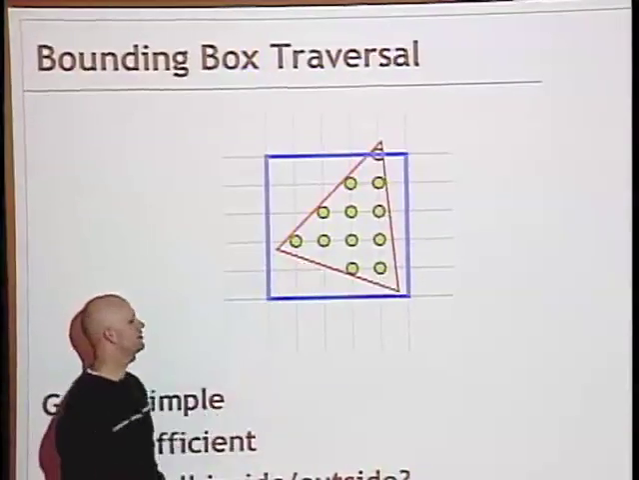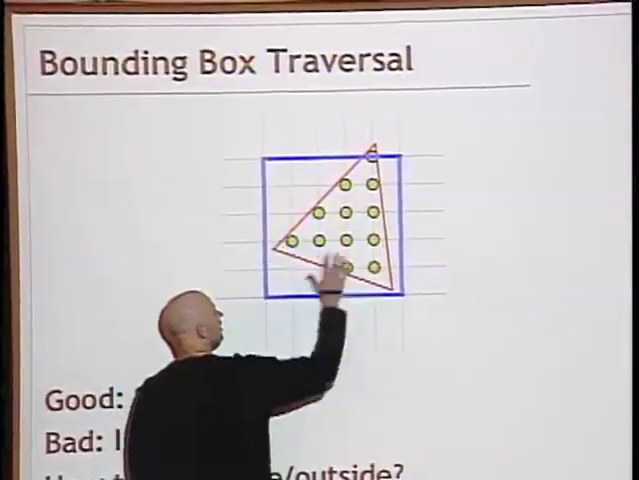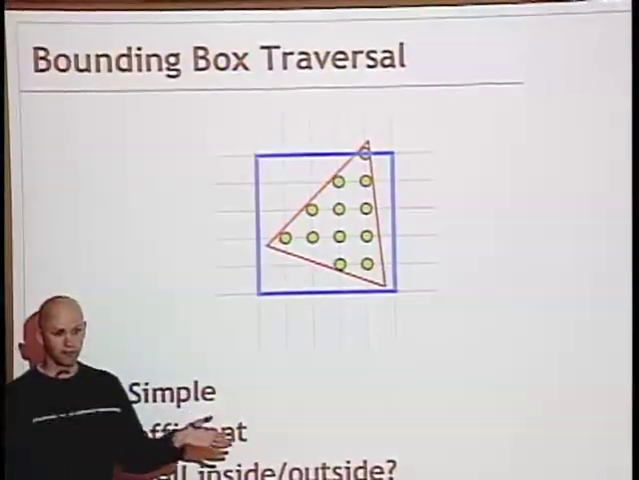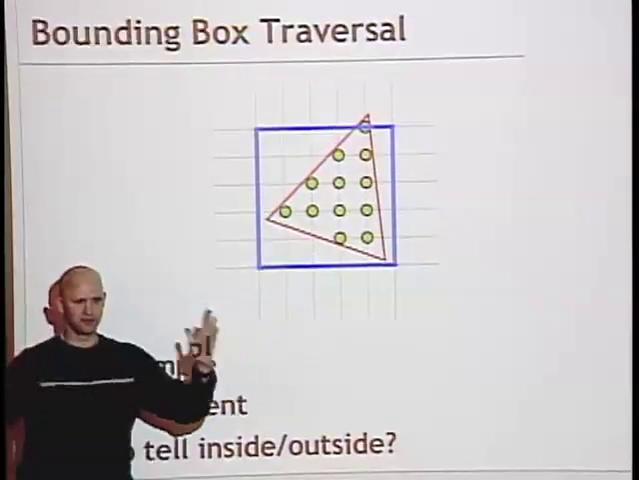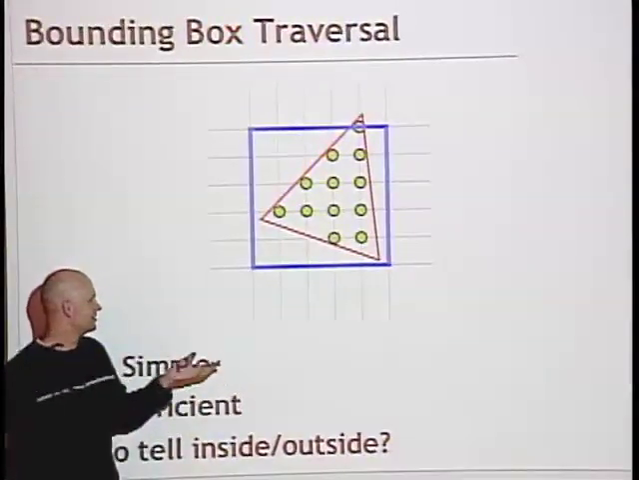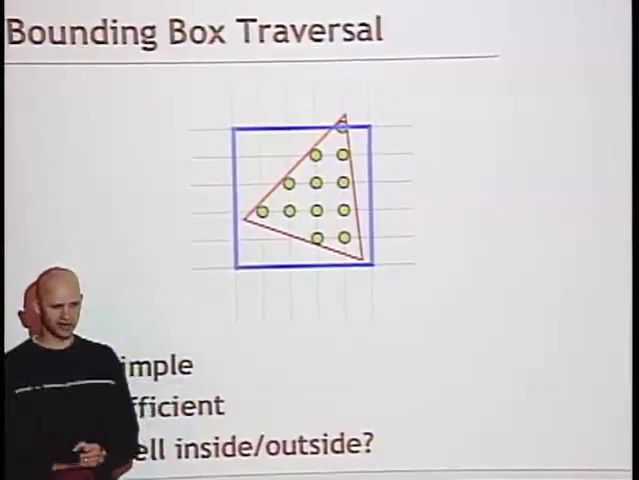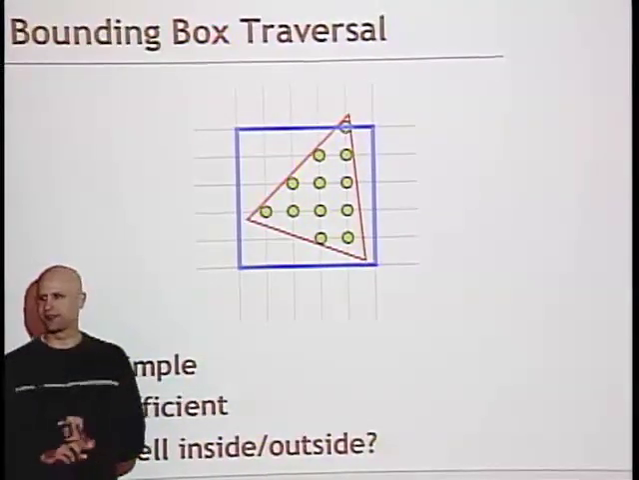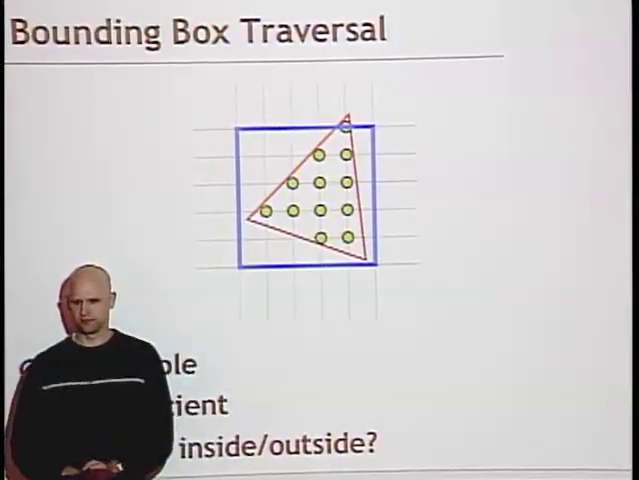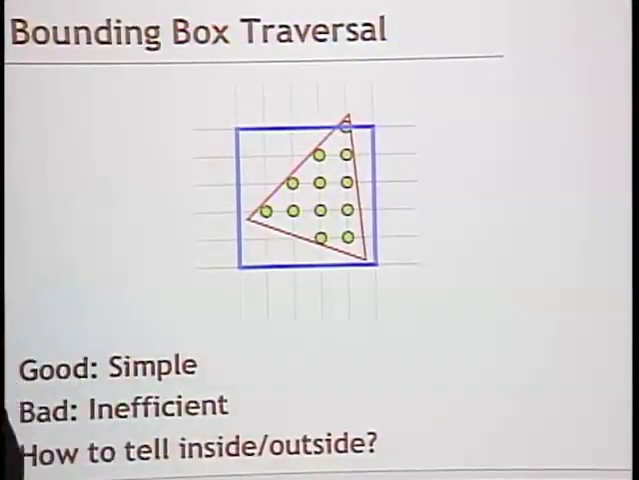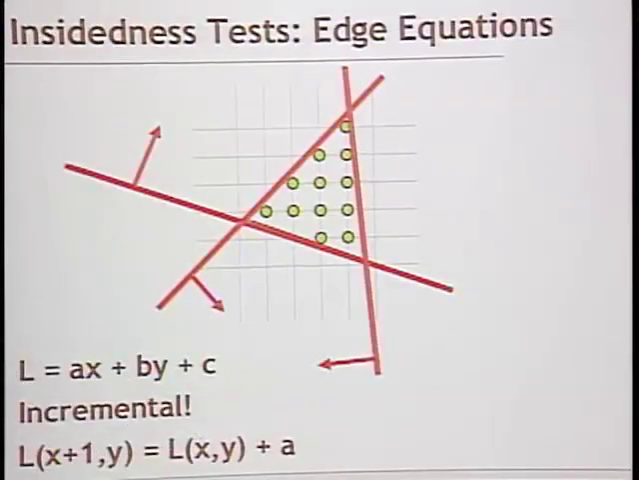So, assuming that what I'm going to do is just go whoop, whoop, whoop all the way through the box, which is easy to program, right? For i equals bottom to top, for j equals left to right. It's just a doubly nested loop. Once I visit a pixel location, a fragment location, how do I decide if I'm going to generate a fragment or not? Don't you just use one of the two approaches we talked about? That's why we have the edge equations or the barycentric formulation.